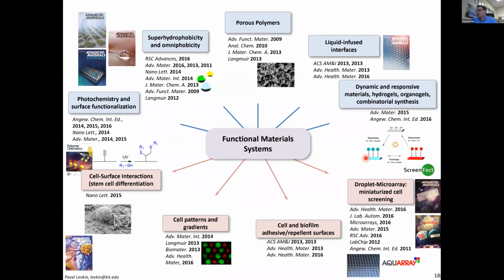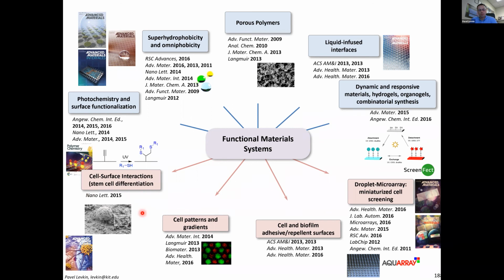So with that, at the end of my talk, I just want to summarize. In my group, we're trying to develop novel functional material systems. We develop methods to functionalize surfaces with UV light. We work a lot on superhydrophobicity and omniphobicity, different aspects of special wettability. We work with porous polymers and hydrogels and liquid-infused interfaces. And then we make functional material systems, and we try to apply them to solve biological questions.